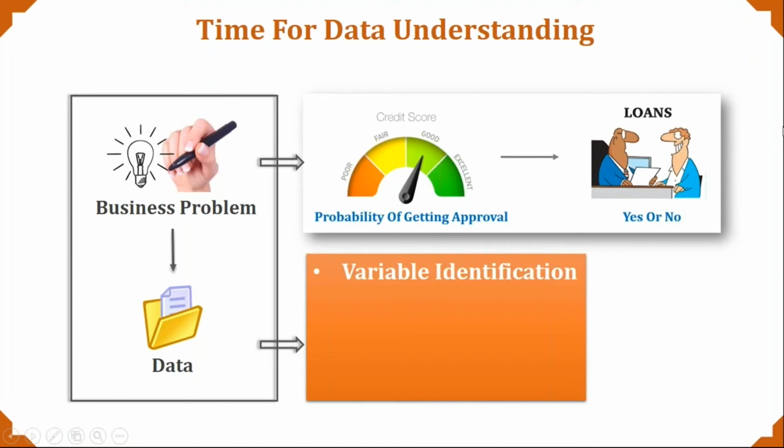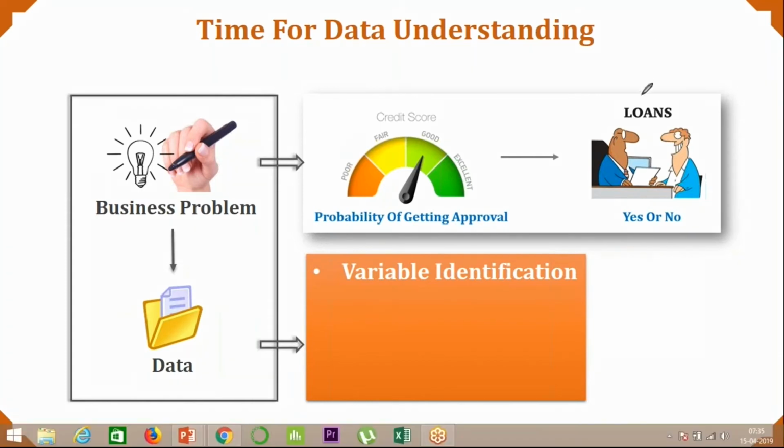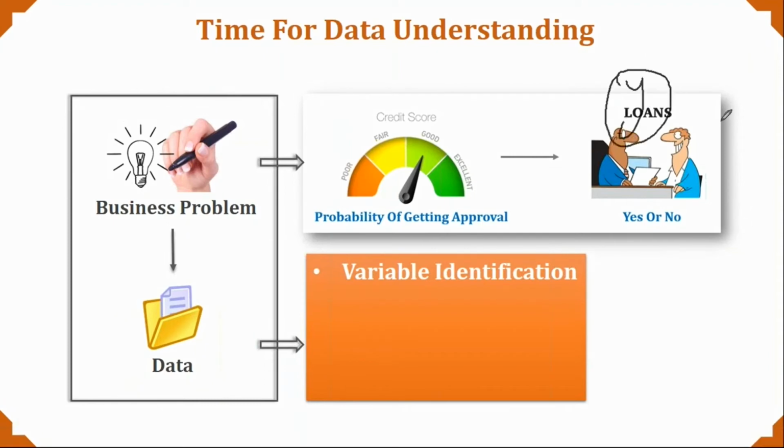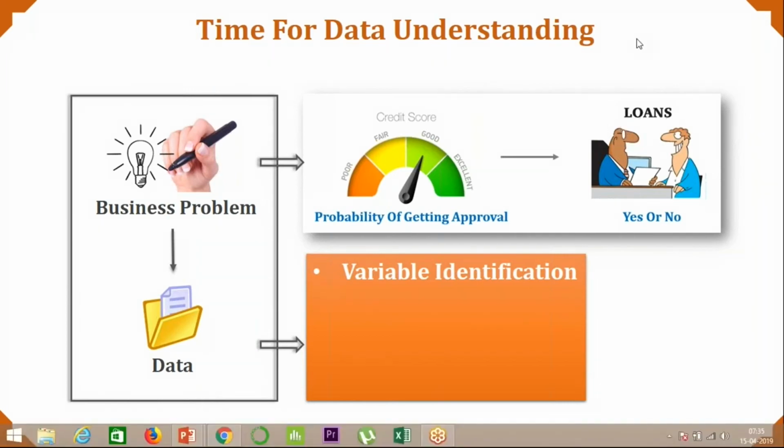The first one is variable identification. On what variables are we working? Your Y variable will be your loan prediction, yes or no. The remaining variables are X variables, which will be predicting your Y. We'll get into that one as well.